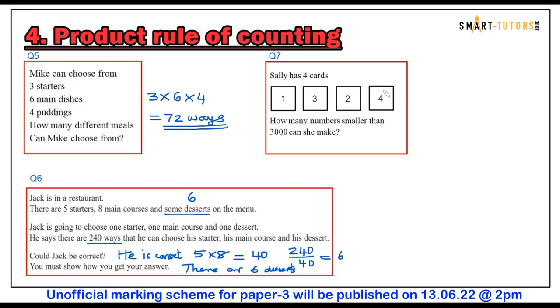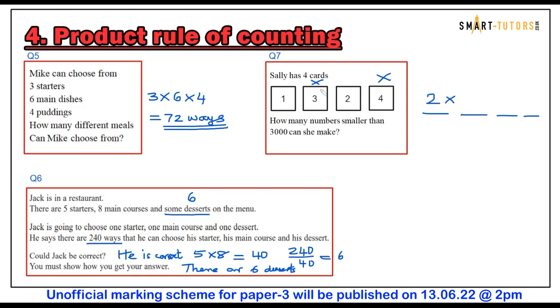Question number 7. Sally has 4 cards: 1, 3, 2, 4. How many numbers smaller than 3000 can she make? Smaller than 3000 means these are the 4 digits of the numbers, right? So how many numbers smaller than 3000? It can't start with 4, it can't start with 3. So it can only start with 1 or 2. So there may be 2 options to start with.